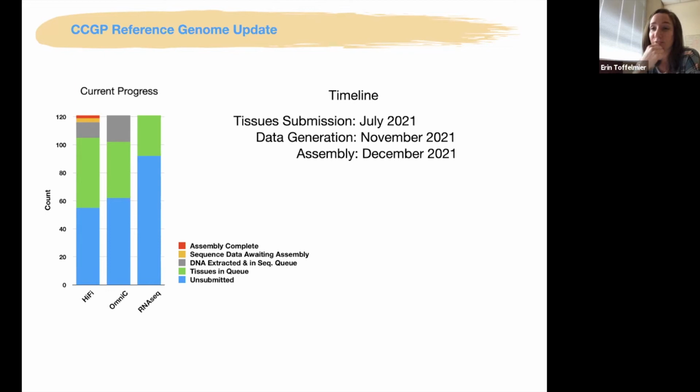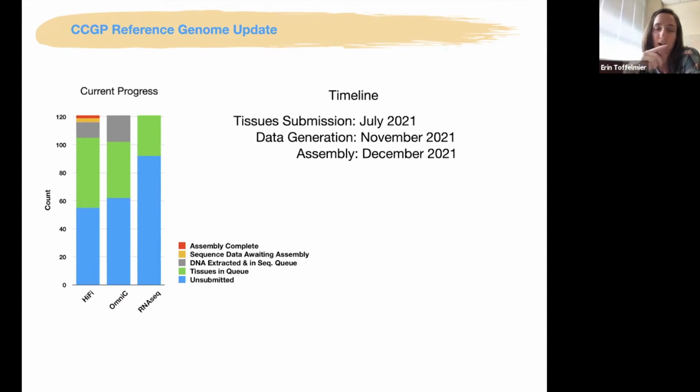Okay, and then our very optimistic timeline, but I think for the most part we can hit this in terms of reference genome generation. We're hoping to have most, if not all, tissues submitted by July of next year, sort of cover the next spring field season. Hopefully most everybody can collect what they need to, and then we can finish data generation a few months after that, and then finish the assemblies just a little bit after that. So our goal is to be done with reference genome generation, at least the DNA side, by December of 2021.